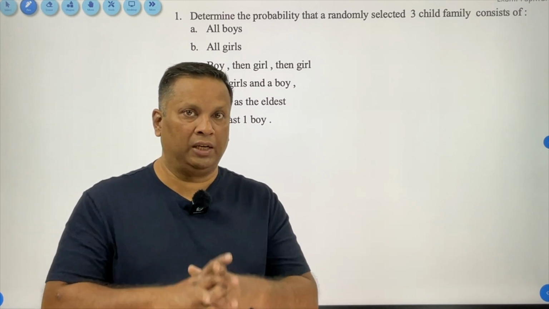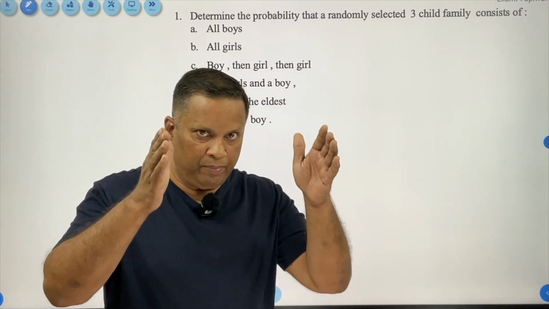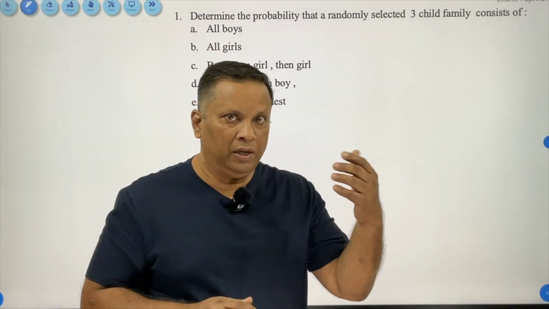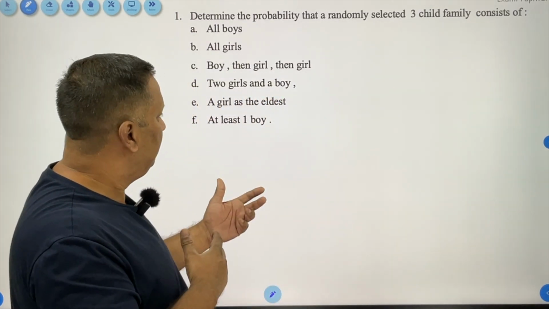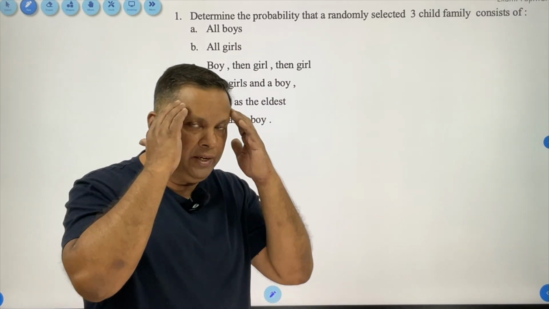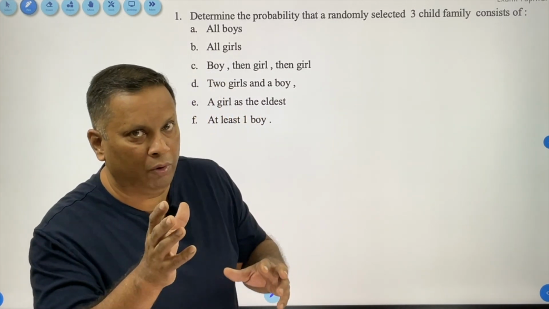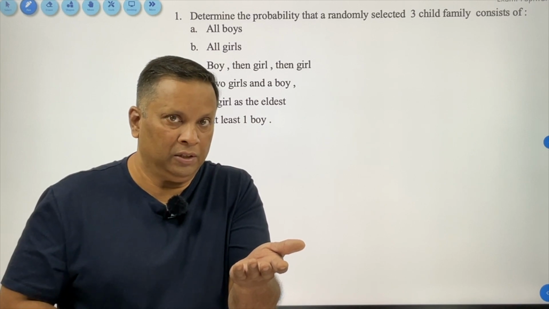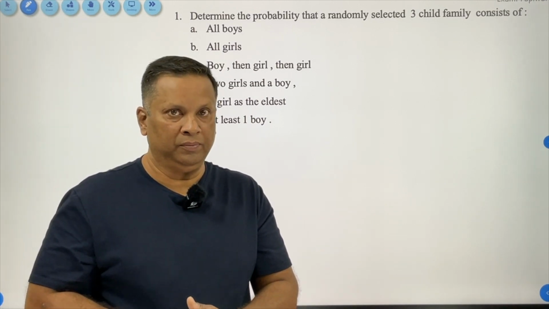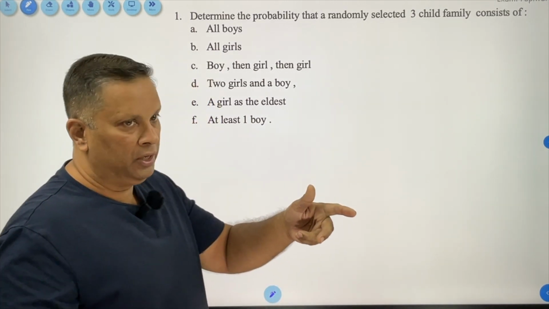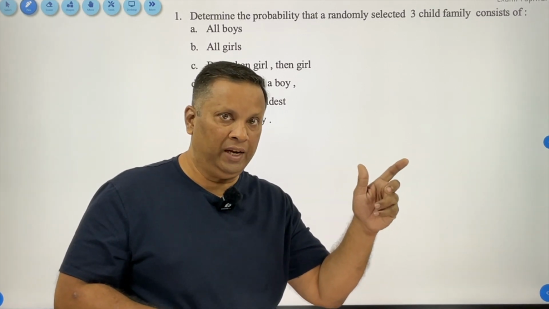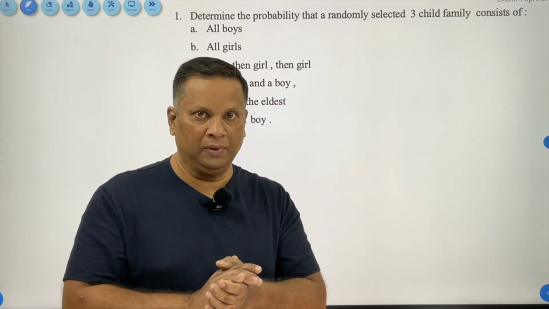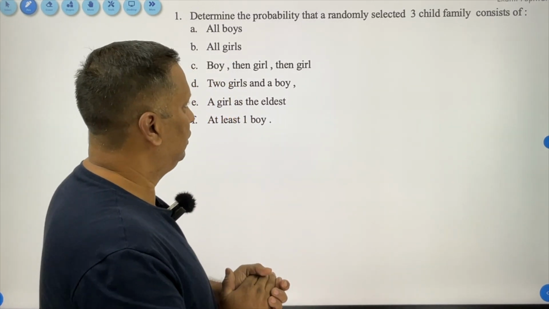So the first task is we have to make a table of all the possibilities. There are 2 ways of doing it. One is the random way, where you think boy, boy, boy, boy, girl, boy. But how many possibilities can you create? There should be a total of 8 possibilities. Why? Because each child is either a boy or a girl, and there are 3 children, so 2 cubed is 8. The best way of doing this is a tree diagram. I will show you how the tree diagram works.